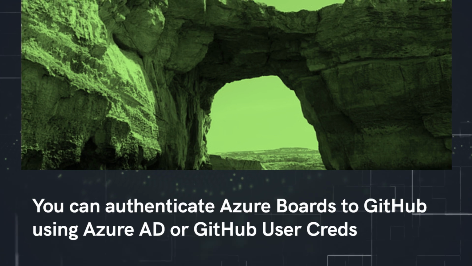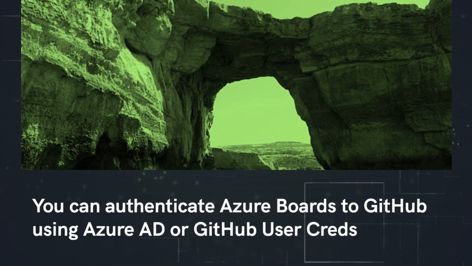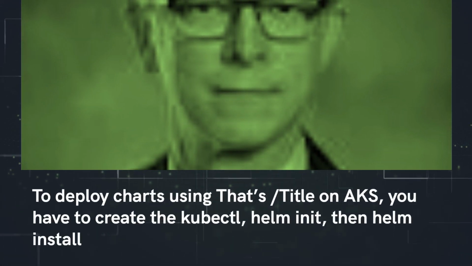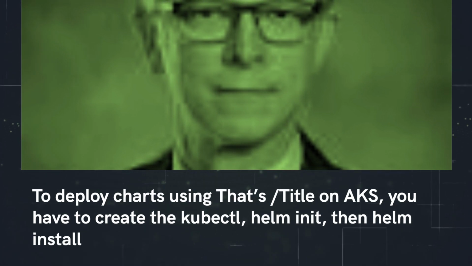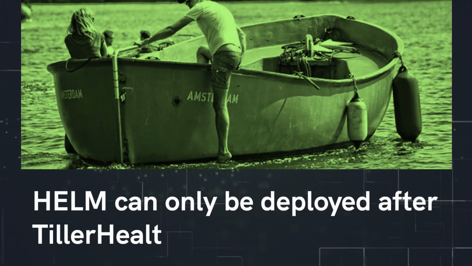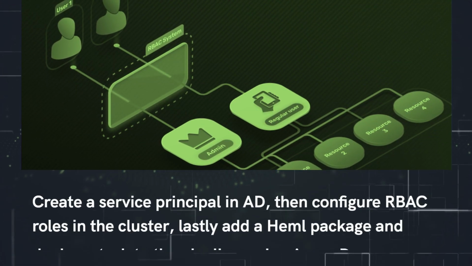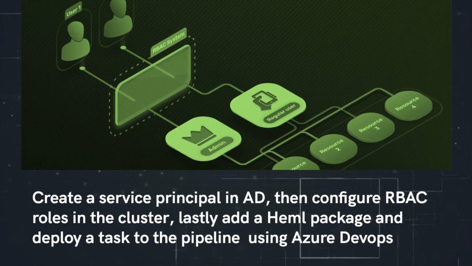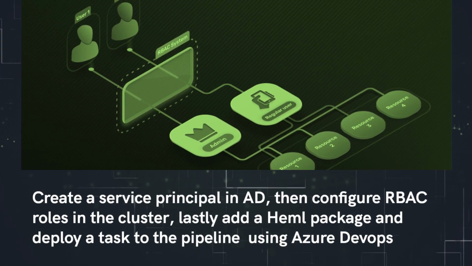You can authenticate Azure Boards to GitHub using Azure AD or GitHub user creds. To deploy charts using Helm on AKS, you have to run kubectl, Helm init, then Helm install. Helm can only be deployed after the health check. Create a service principal in AD, then configure RBAC roles in the cluster. Lastly, add a Helm package and deploy a task to the pipeline using Azure DevOps.